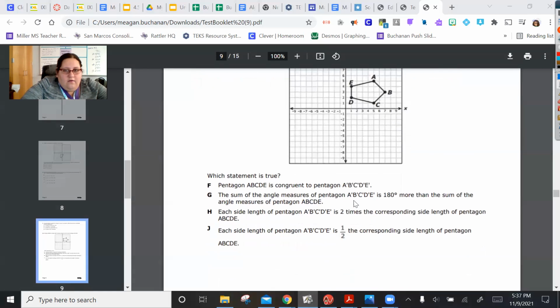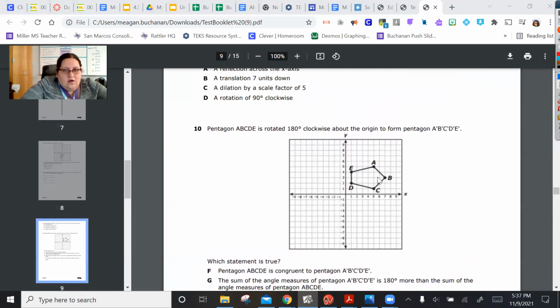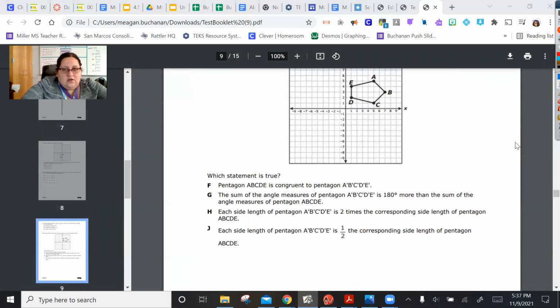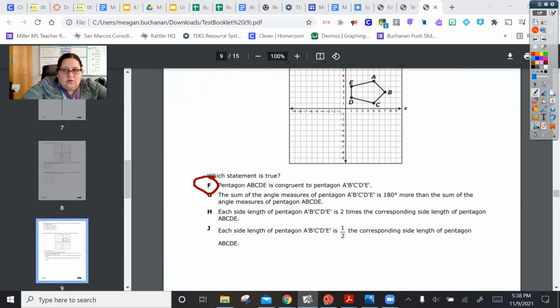So every single one of these, but F, is talking about the size changing, either by 1/2, times 2, or having more degrees. If it had more degrees, it would have more angles. So this is a rotation. Rotation does not change size. So that means they are going to be congruent, just like our prior problem. It preserves that congruence. So F.